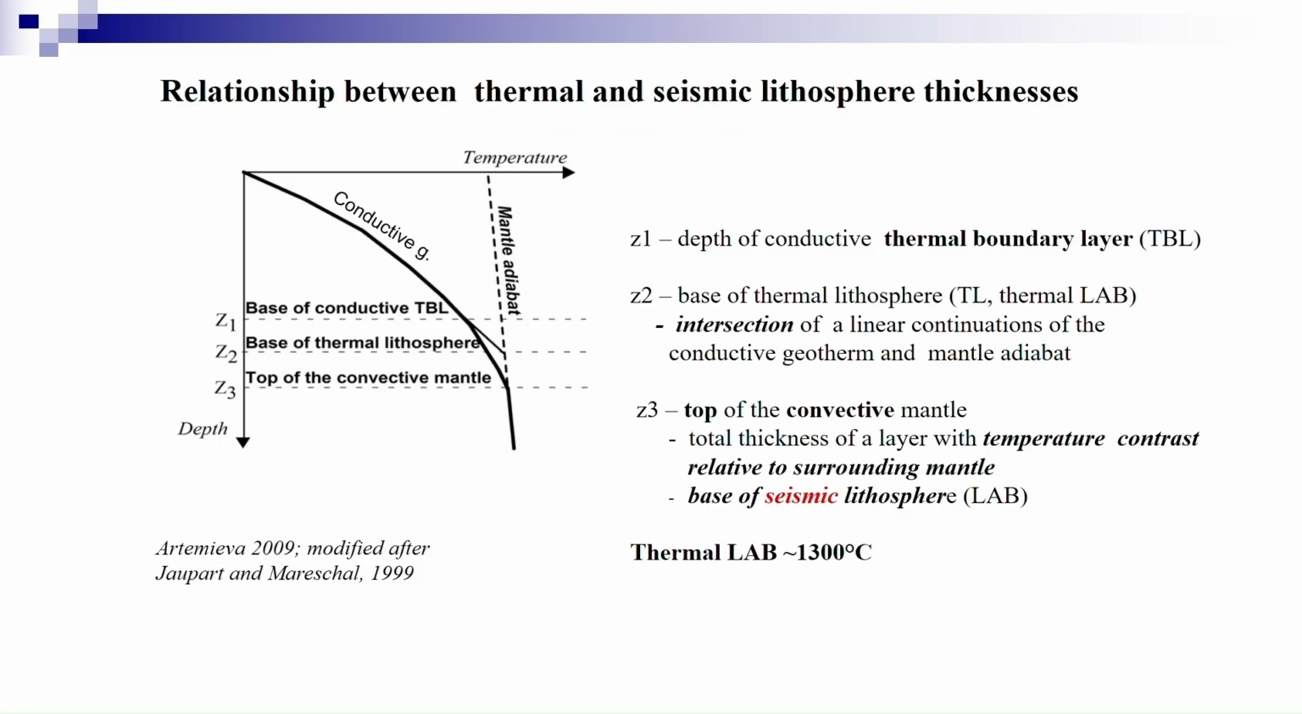This slide shows the relationship between thermal and seismic lithosphere thickness. Z1 marks the base of the conductive thermal boundary layer. Z2 is the base of thermal lithosphere, which corresponds to the intersection of the linear continuation of the conductive geotherm with the mantle adiabat, and Z3 denotes the top of the convective mantle, marks the total thickness of a layer with temperature contrast relative to surrounding mantle, and also the base of seismic lithosphere.